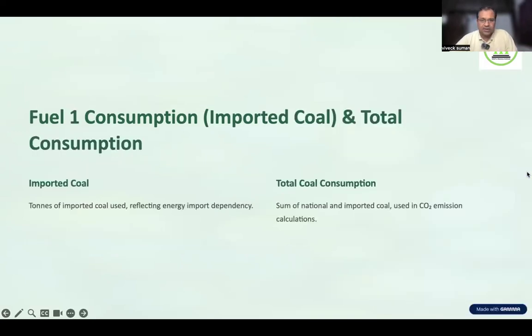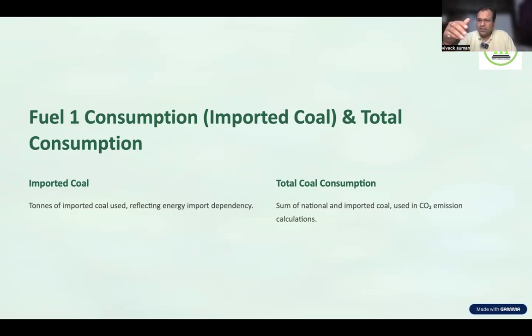There are several suppliers to coal right now. Fuel 1 consumption, which is imported coal we are talking about, and total consumption need to be also seen. Why? Because tons of imported coal use reflects energy import dependency. Again, for the carbon intensity analysis, LCA analysis, you will be looking into this from the national point of view rather than the organizational point of view.